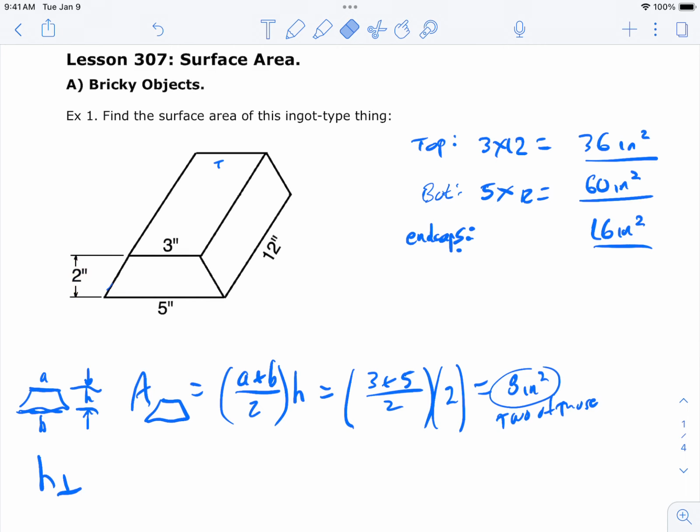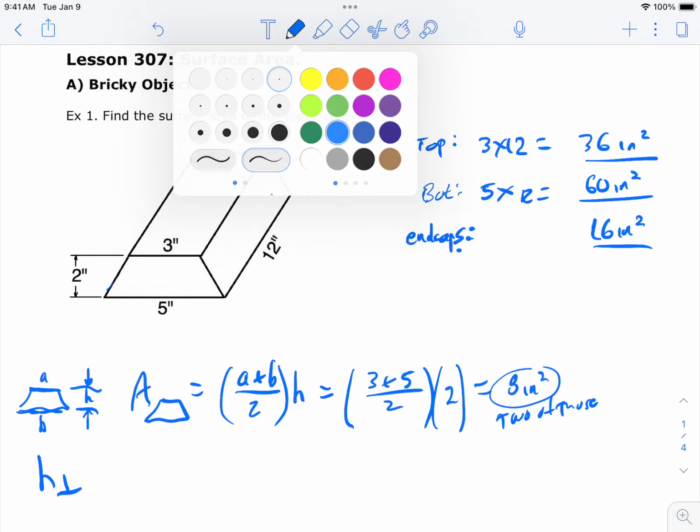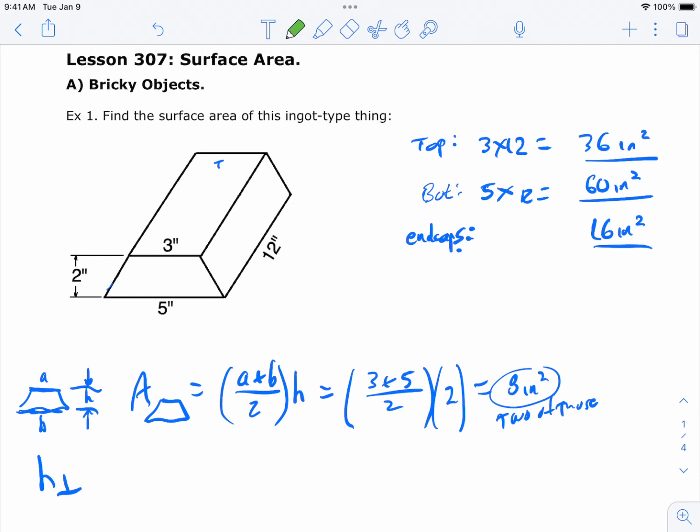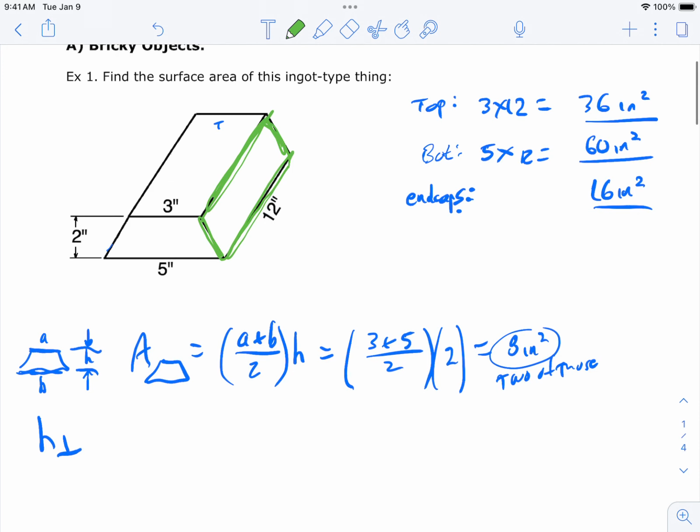We're getting somewhere. Okay, so now what? Now I'm going to switch colors because we're going to do something a little more involved. We've got to figure out the area of this rectangle. Now, I know what you're thinking. It's a rectangle. What could be hard? I'm going to call this the right face.